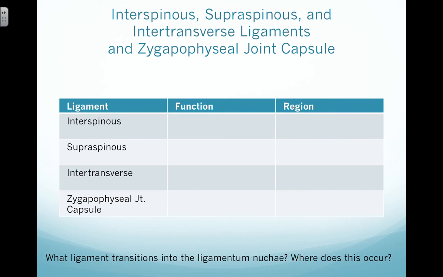This is really just for your review. Please use your text to go through and fill this out, and come prepared to discuss this and understand the function and the region of what these different smaller ligaments are. But even though they're smaller, they're still very important to the roles of our spine and that stability of our spine. So understanding that, for example, the supraspinous and interspinous during hyperflexion are the first to fail. So what does that mean for us, and really gaining some understanding of that.